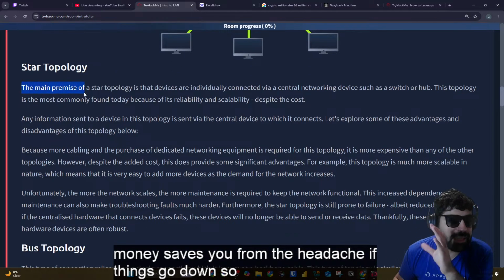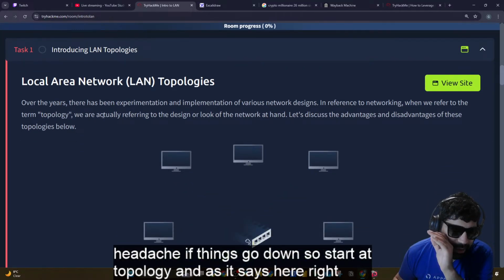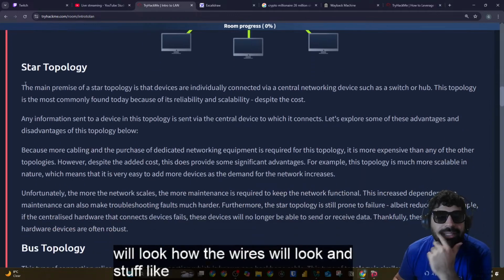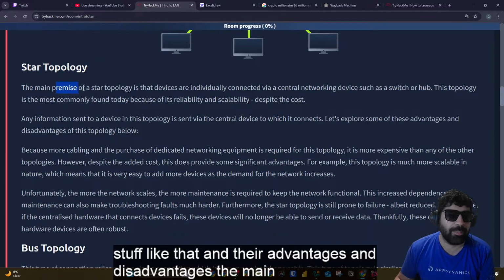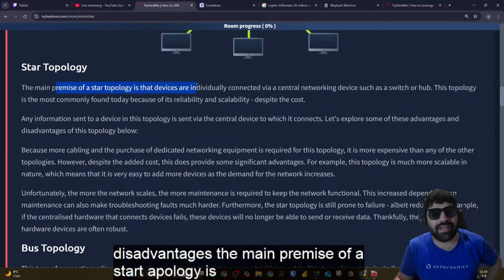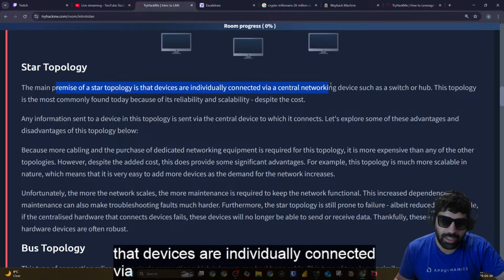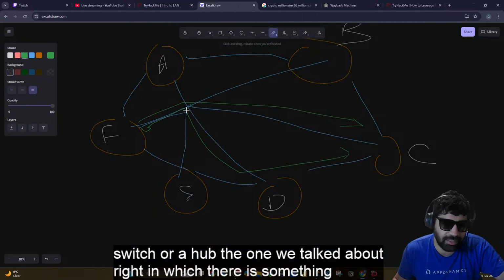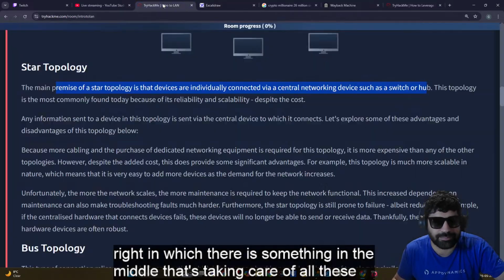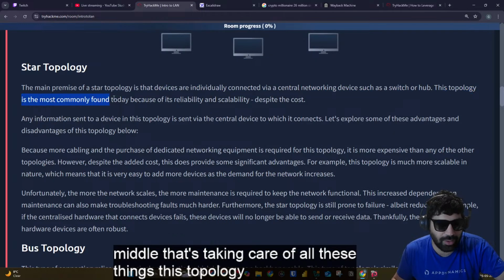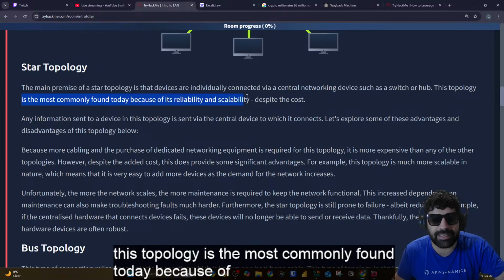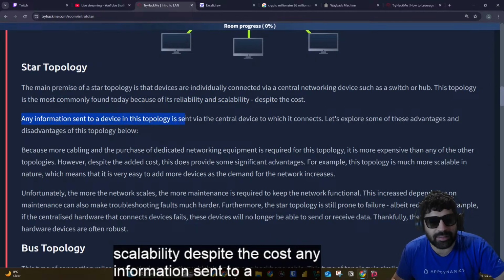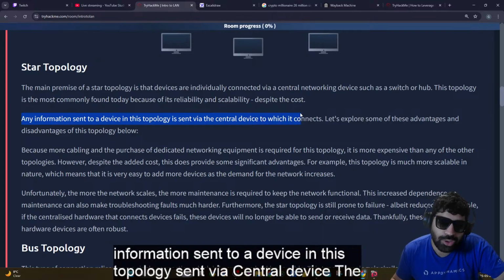So, star topology, and as it says here, by topology we are actually referring to the design or look of the network at hand, how things will look, how the wires will look, and their advantages and disadvantages. The main premise of a star topology is that devices are individually connected via a central networking device, such as a switch or a hub, the one we talked about, in which there is something in the middle taking care of all these things. This topology is the most commonly found today because of its reliability and scalability despite the cost. Any information sent to a device in this topology is sent via the central device, the hub, to which it connects.